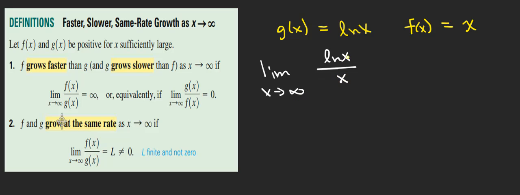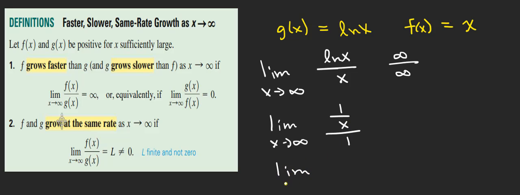When you do that, you get infinity. Natural log of infinity is infinity, and as x goes to infinity, that goes to infinity as well. So we get infinity over infinity, which means we could apply L'Hopital's rule. So you get the limit as x goes to infinity of 1 over x, and the derivative of x is just 1. So this is just the same thing as the limit as x goes to infinity of 1 over x.